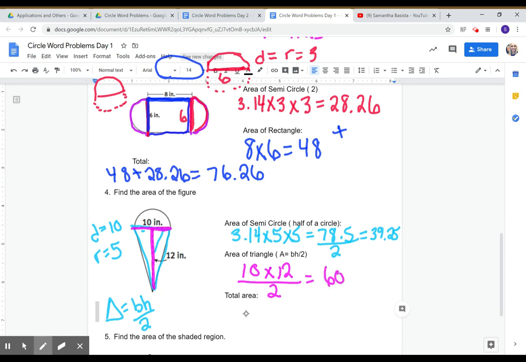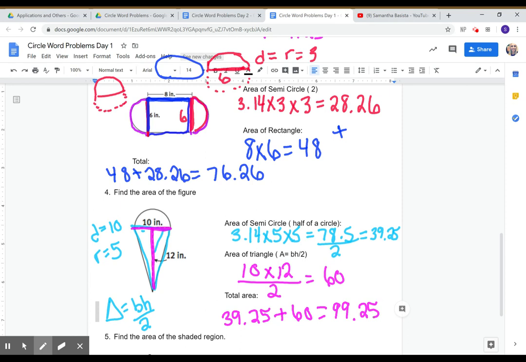And now I found the area of the semicircle. So now I'm going to add that with the area of the triangle, which will give me a total area of 99.25.